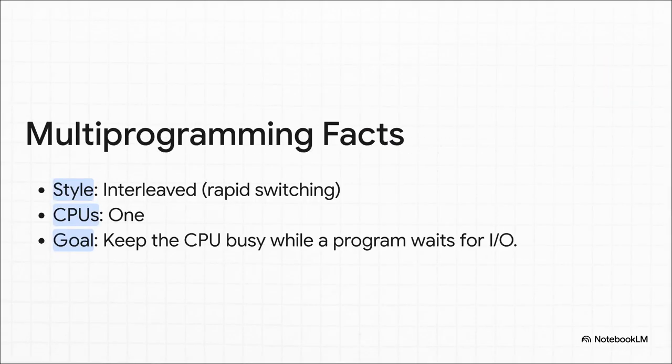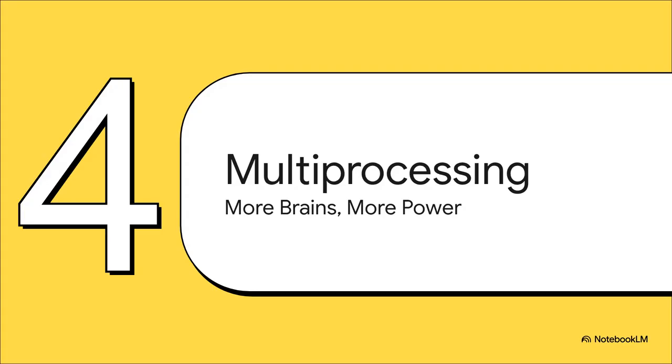So let's lock it in. Multi-programming, you've got one CPU, its execution style is interleaved, that rapid-fire switching, and the main goal is just pure efficiency. See, if one program gets stuck waiting for something, like a file to download, that's called an I/O operation, the CPU doesn't just sit there and twiddle its thumbs, it instantly switches to another program to keep working. 0 wasted time.